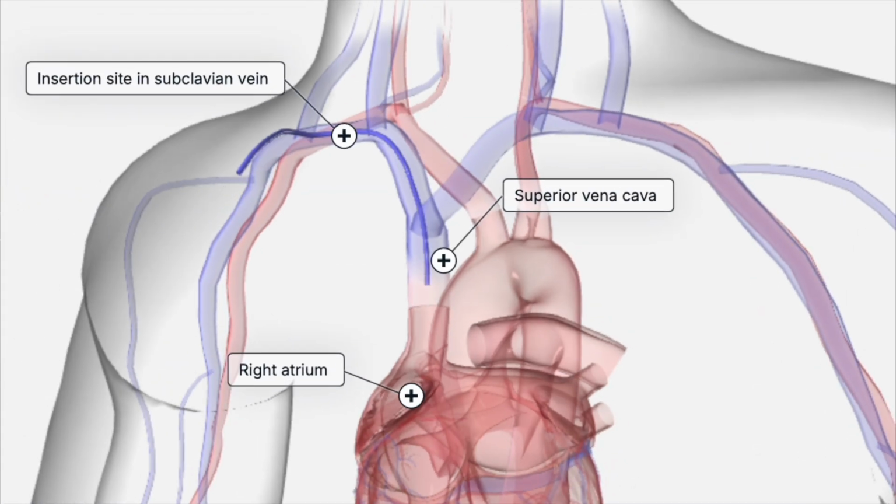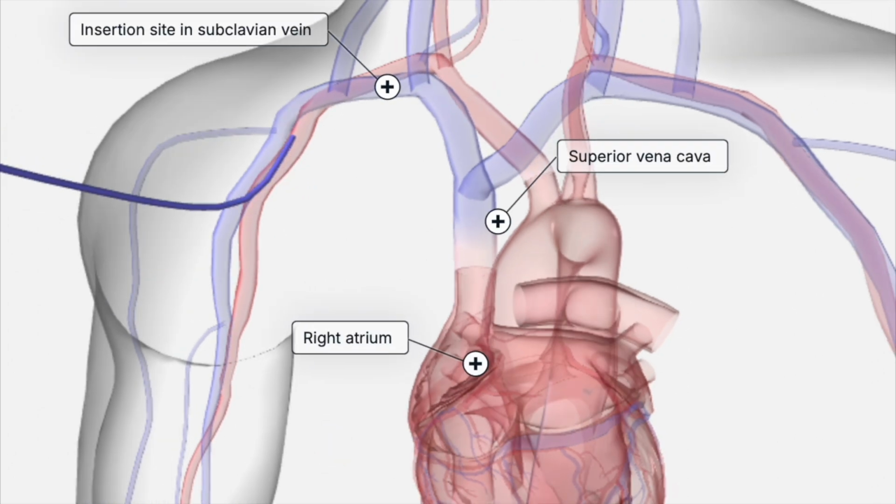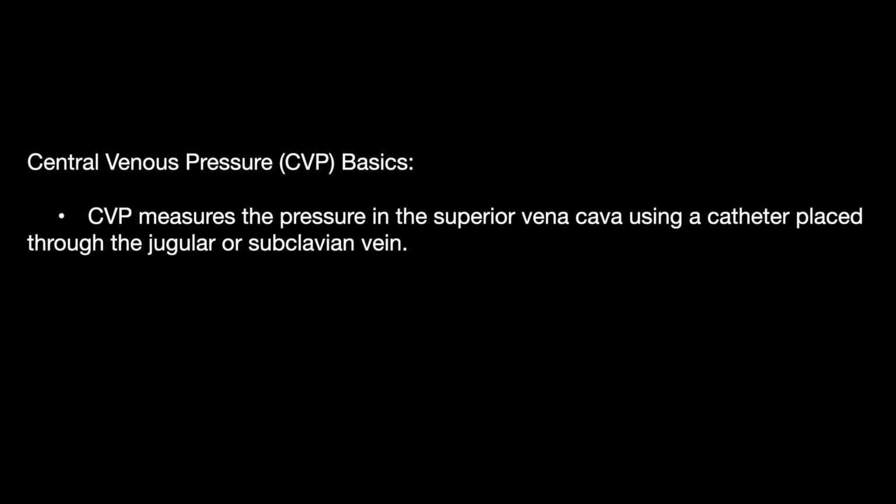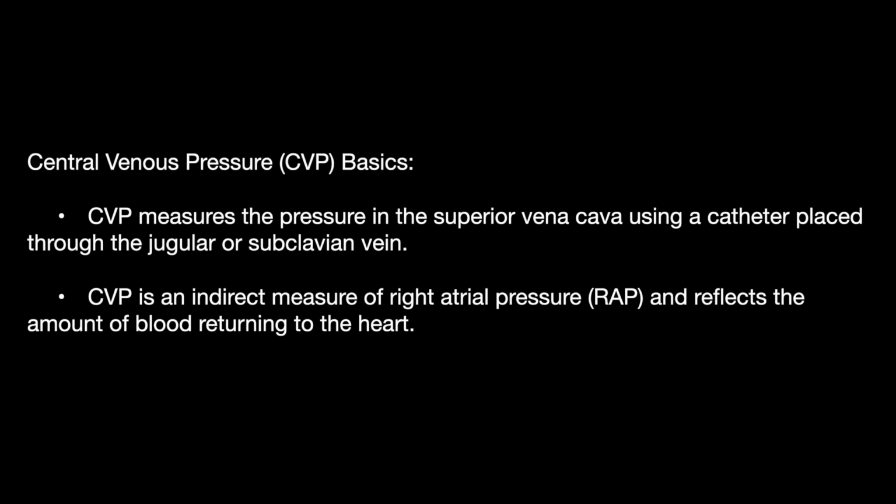Now, CVP measures the pressure in the superior vena cava using a catheter which is placed through the jugular or the subclavian vein. Now, CVP is an indirect measure of the right atrial pressure and reflects the amount of blood returning to the heart. This is what we are trying to find out. The amount of blood that is returning to the heart. A preload.